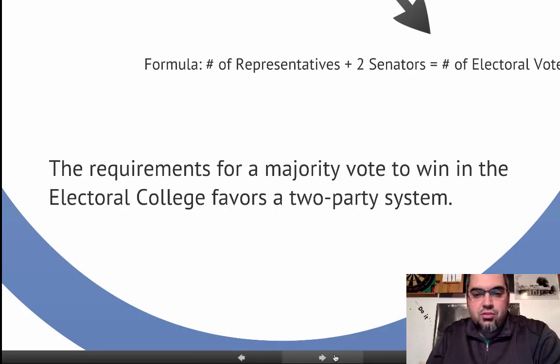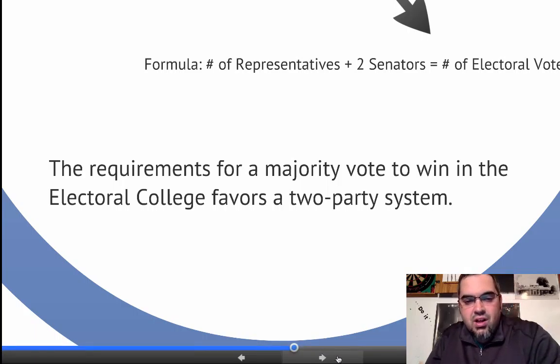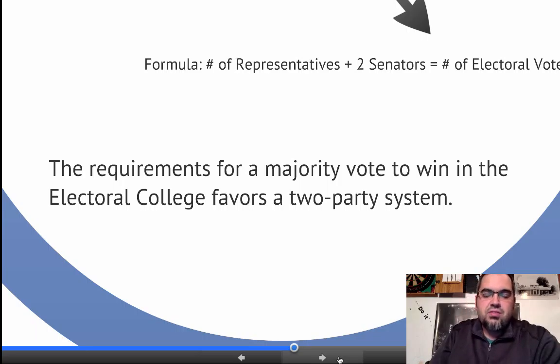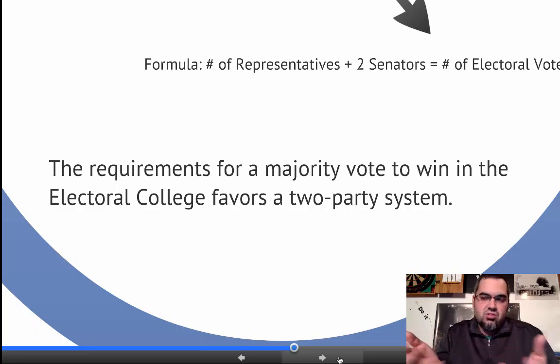The requirement for a majority vote to win in the Electoral College favors a two-party system. It's very difficult to have one candidate get a majority, which is 270 electoral votes, if there are multiple political parties besides just the two, Republicans and Democrats.